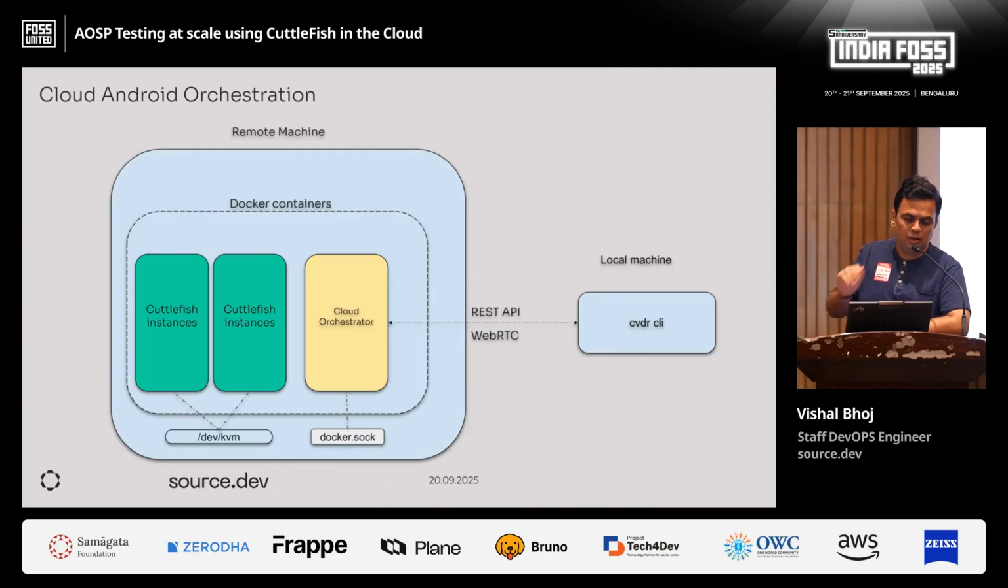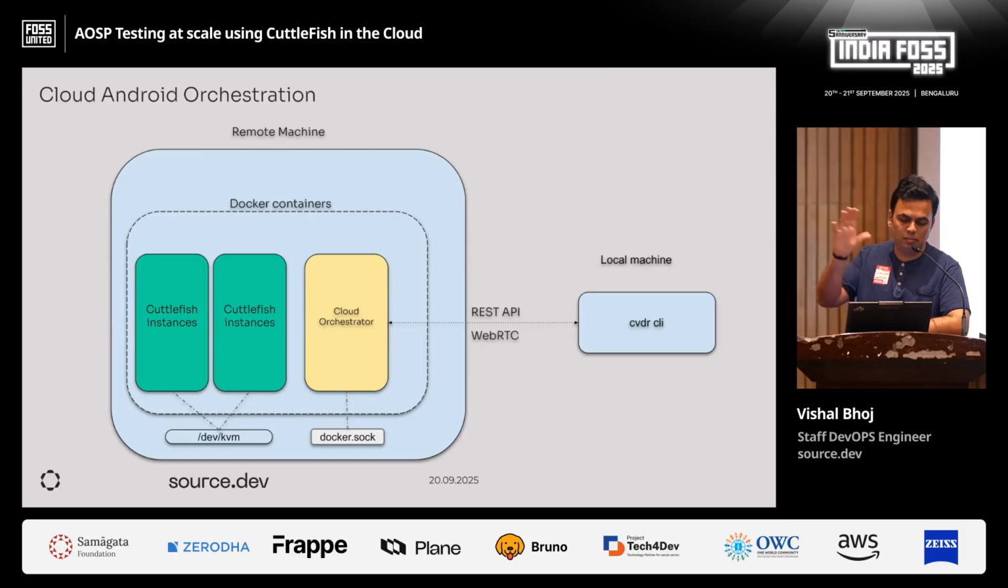This is a block diagram of how the cloud Android orchestration works. There are two configurations for this tool. One is you can spawn a remote machine and run the cloud orchestrator there. There is another configuration which I've not described, where it will use other serverless functions of Google Cloud with an API interface, and then it will spawn VMs.